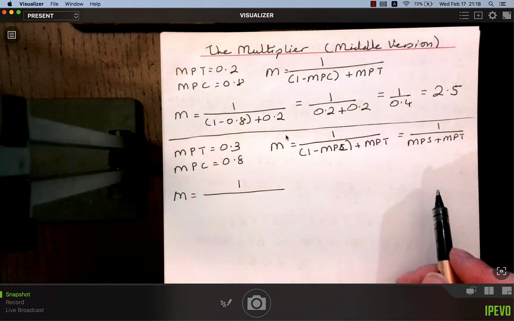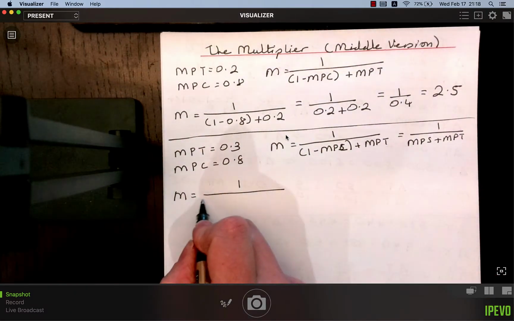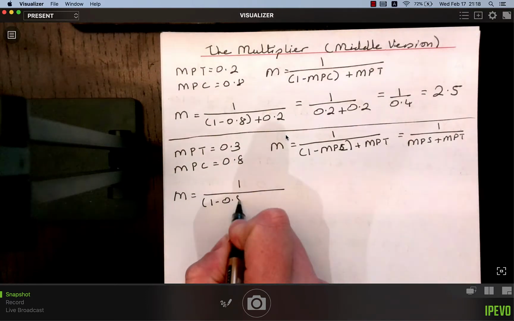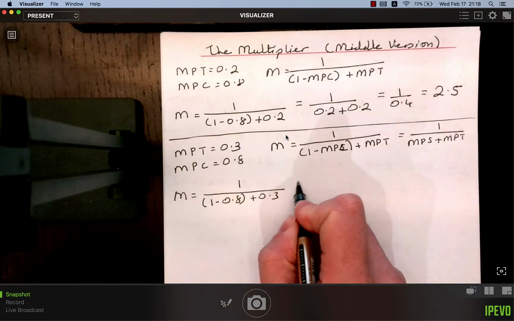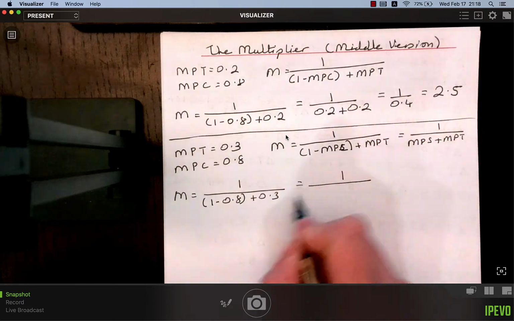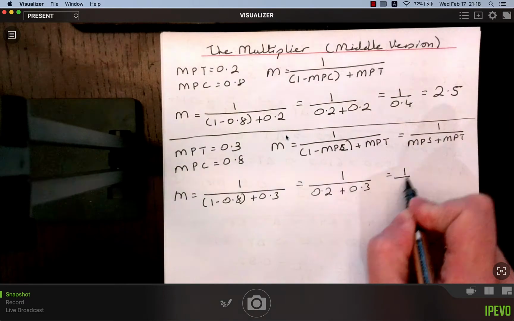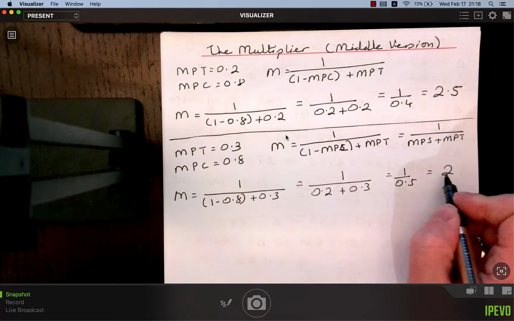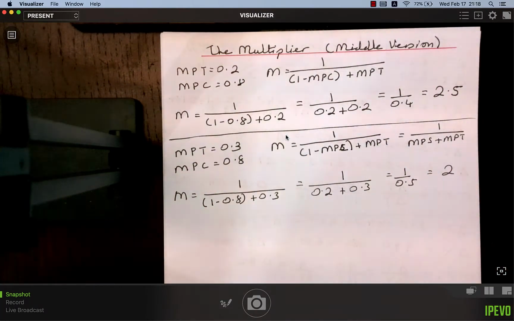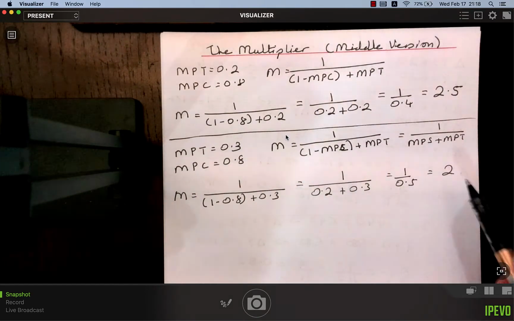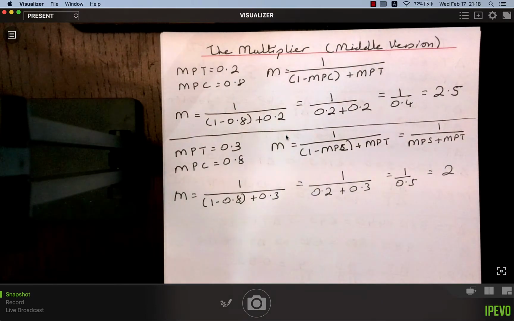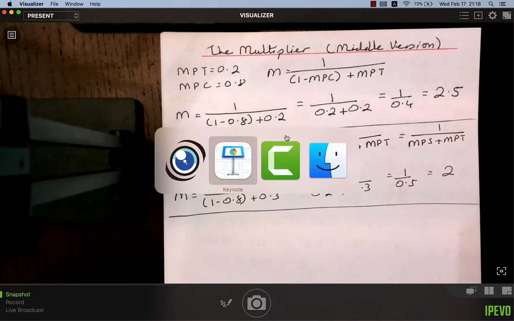Okay, now, which is 1 minus 0.8 plus 0.3, which is 1 over 1 minus 0.8, which is still 0.2, plus 0.3, equals 1 over 0.5, equals 2. Okay, so very important again, the economic meaning of this figure is that any initial injection into the circular flow of income will cause national income to rise by twice that injection, which is the multiplier. Okay, and I really do hope this makes sense, guys.